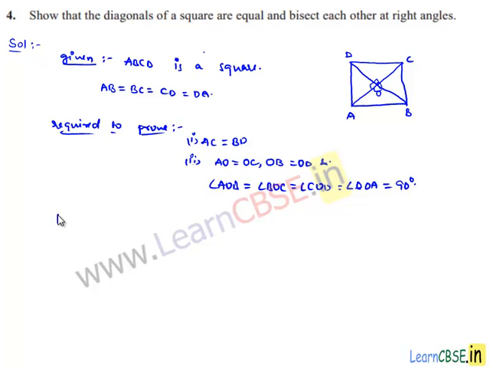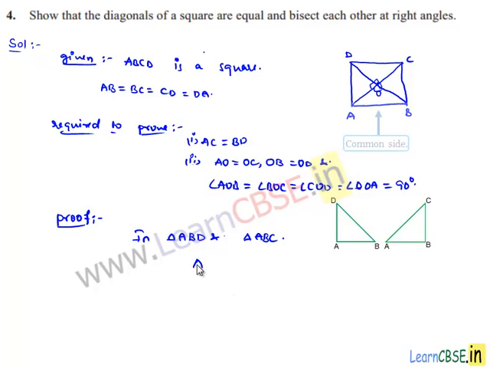Now let us move on to the proof. In the proof, let us consider both the triangles, that is triangle ABD and triangle ABC. AB will be equal to AB as it is a common side for both the triangles, and we can say AD is equal to BC as ABCD is a square, all the sides will be equal.